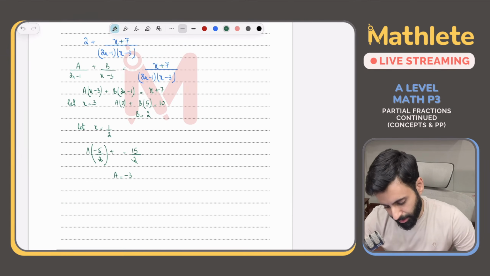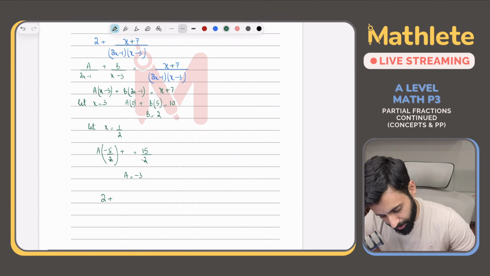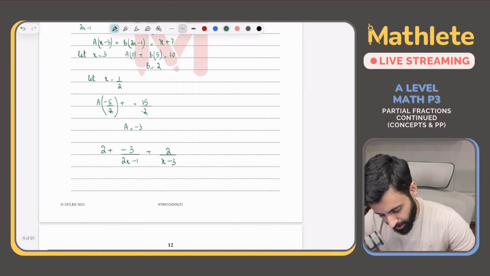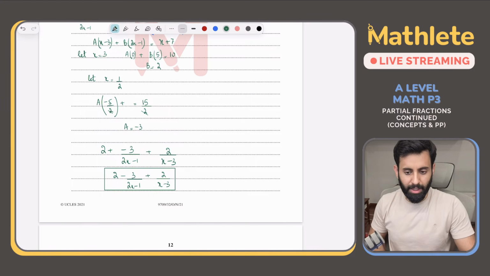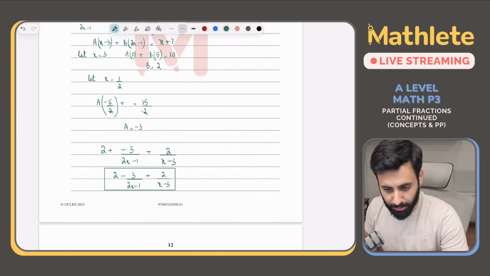So that's it. Now we're going to put it all together. The final answer is 2 plus, what's the value of a? The value of a is minus 3. So minus 3 over 2x minus 1 plus b, which is equal to 2 over x minus 3. And now if you write it nicely, it's going to be 2 minus 3 over 2x minus 1 plus 2 over x minus 3. And that is the final answer. So with this, we have covered partial fractions. Partial fraction comes to an end.